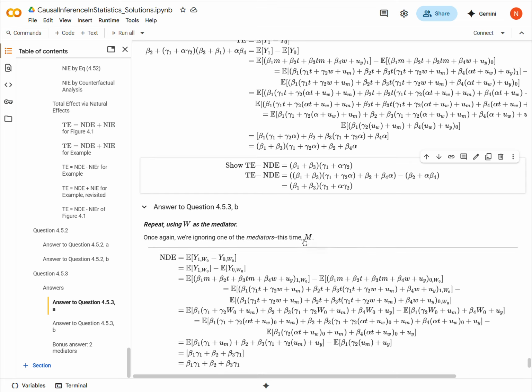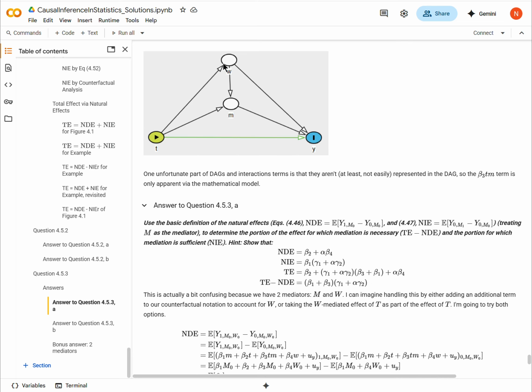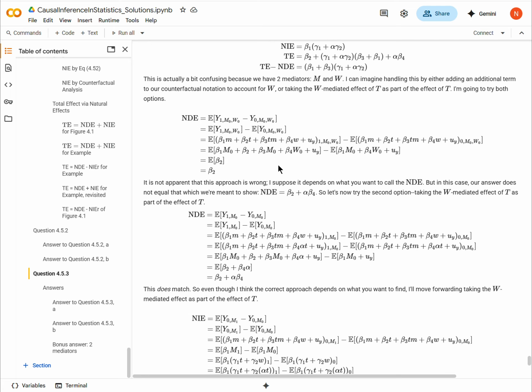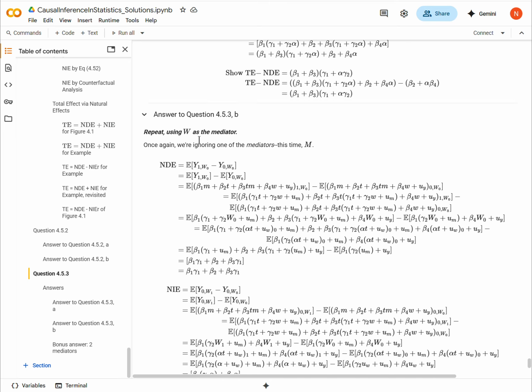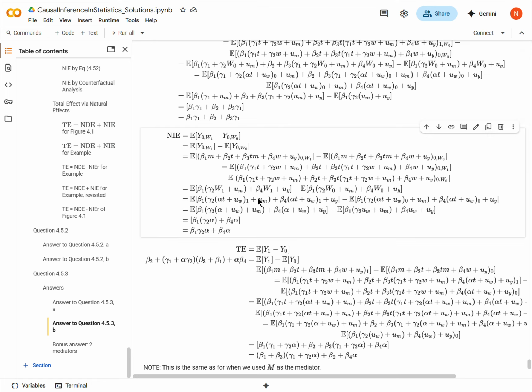Now we're supposed to do this again, but instead of using M as the mediator, we use W as the sole mediator. This time we are not given answers, so hopefully I didn't make a mistake. If you catch one, please let me know. We go through and we get predictably different answers for each of these compared to the M as a mediator version, for both the natural direct effect and the natural indirect effect.